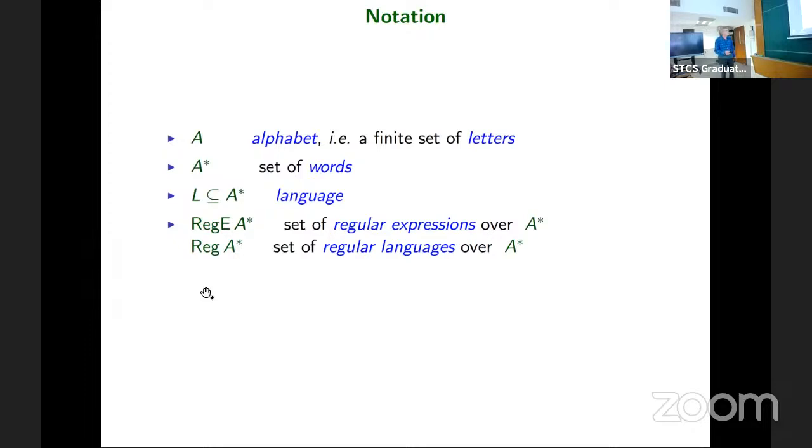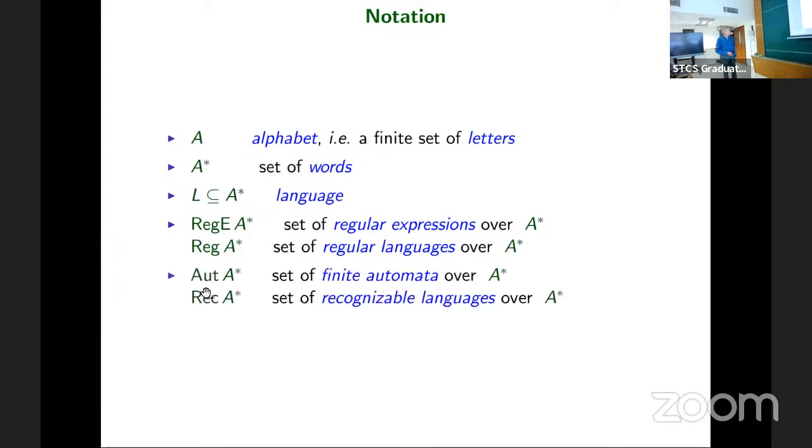So you have regular languages, and you have a regular expression. I assume that everybody knows what regular expressions and regular languages are. And we have also the set of automata over A star. I assume that a finite automaton is known anyway, I will show some. And for them, I call them recognizable languages, the languages recognized by a finite automaton, because it's common, even though I'll show you that it's not a good terminology.